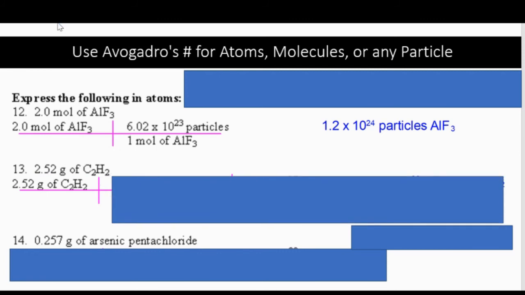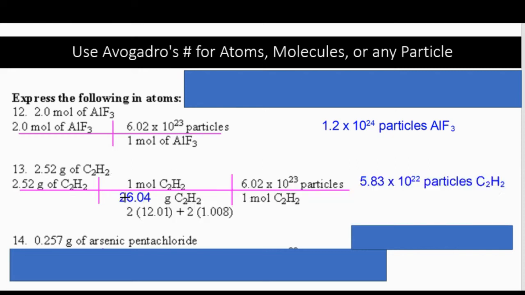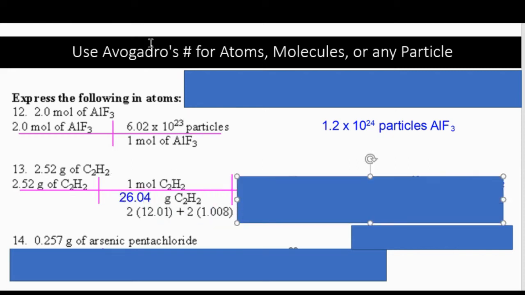Oh, it's in grams. If the given's in grams, I can't go directly to particles. I have to change those grams to moles first. I have to go to the periodic table and figure out what C2H2 weighs. And that's what's going on down there. That's 2 carbons and 2 hydrogens added together.